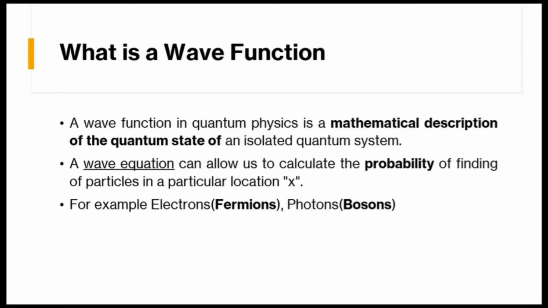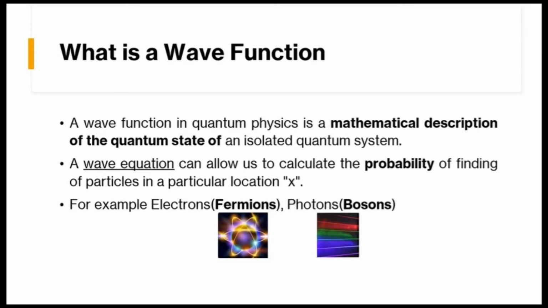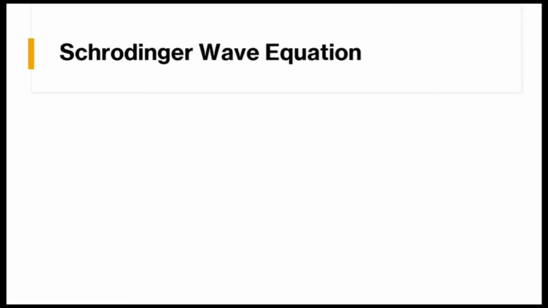For example, for finding electrons, which are fermions, they follow Pauli's exclusion principle, and then there are the photons, or bosons. Among bosons, one of them is photons, and among fermions, one of them is electrons. Bosons follow Bose and Einstein's principle. So in theory, this is all about fermions and bosons.